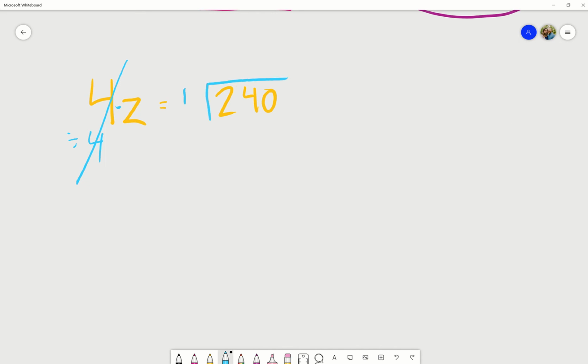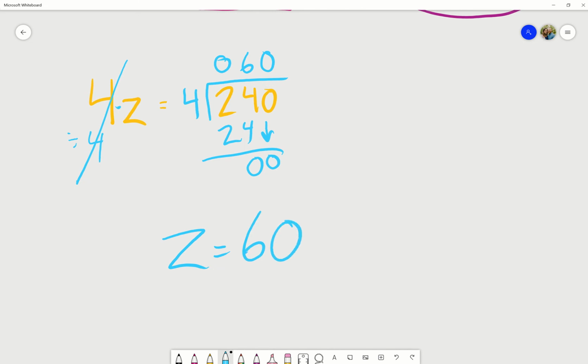We're going to divide by 4, and that's why I spaced it out so we could do a little bit of long division. 4 goes into 2, 0 times. 4 goes into 24, 6 times. 4 times 6 is 24, which is 0. Bring down my 0. 4 goes into 0, 0 times. And we see that z equals 60. Yay! We are all so excited.